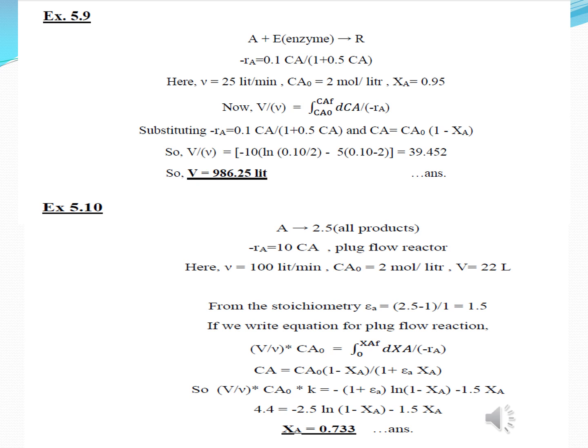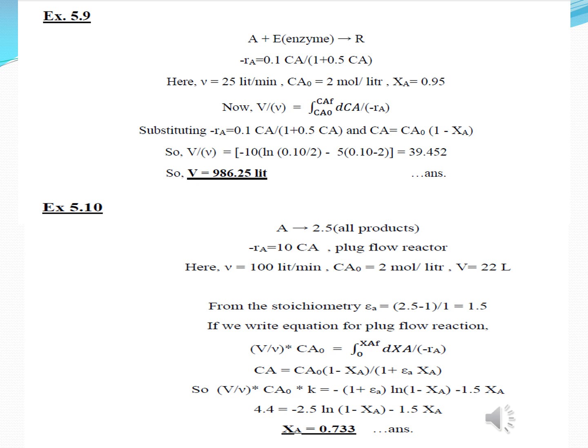Let's see the solution of problem 5.10. We are given the chemical reaction A goes to 2.5 products, and the rate equation is minus rA equal to 10 Ca. Plug flow reactor, volumetric flow rate is given, Ca naught initial concentration is given, and the volume is 22 liters. From the stoichiometry, it's a varying density case. Epsilon A is equal to (2.5 minus 1) divided by 1, which comes out to be 1.5. We use the expression from table 5.2 for the varying density case and the performance equation of the plug flow reactor.